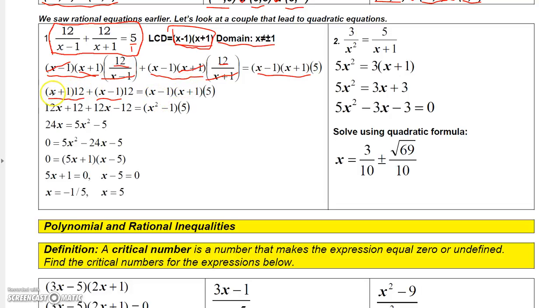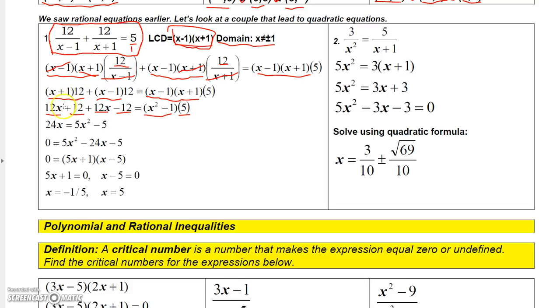Now, x times 12 is 12x. 1 times 12 is 12. Here, x times 12 again is 12x. And minus 1 times 12 is minus 12. Now here, what I did first, the easiest thing for me to do was to multiply x minus 1 times x plus 1. And that actually leads to difference of squares, x squared minus 1. And then, of course, I have to multiply it by 5.